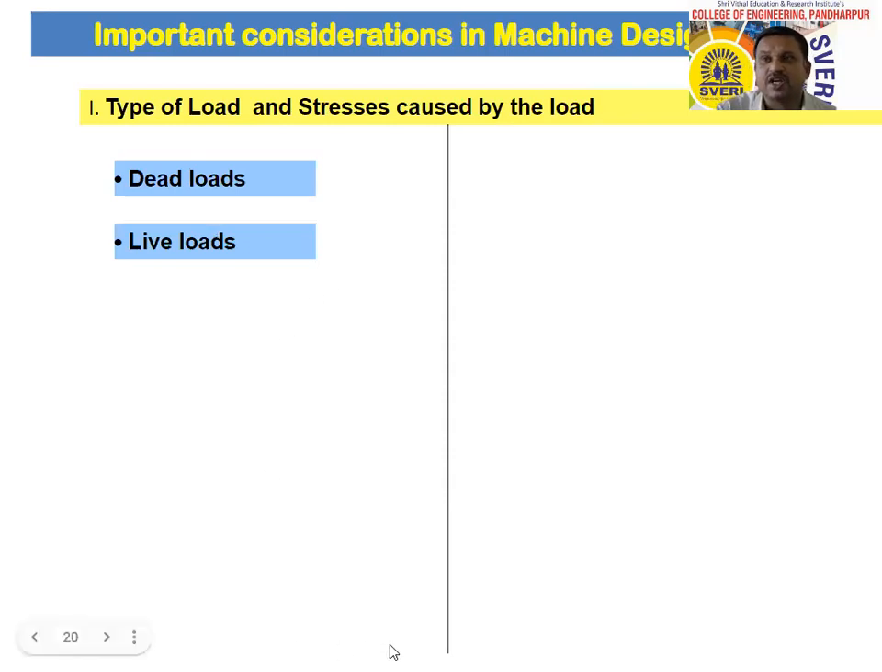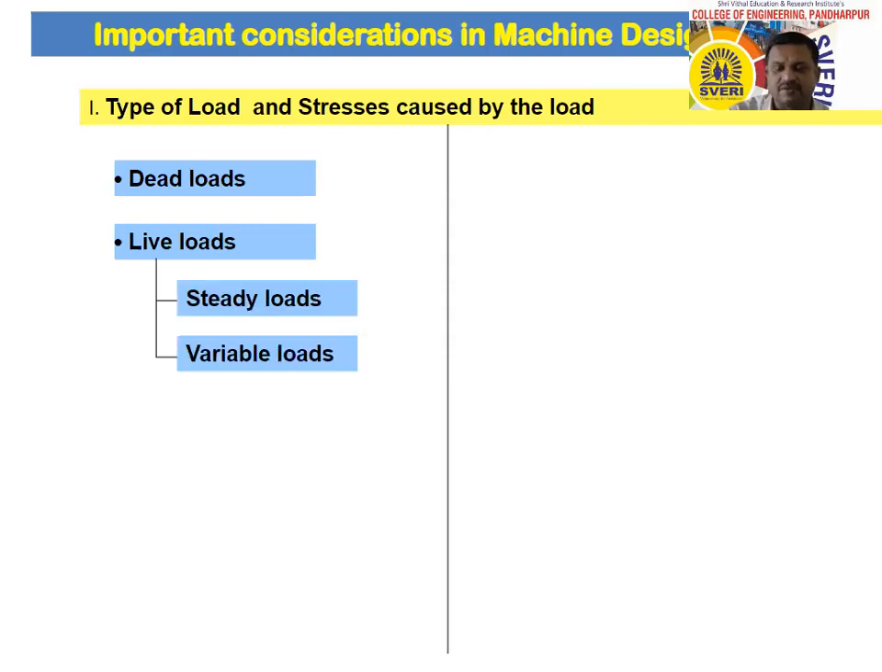Next is live load. Live load means what? Weight of human beings. Humans are moving here and there in the college, therefore that weight, that live load, is varying. Another example of live load is wind load. You know winds are flowing, therefore these loads are varying. These live loads are also known as fluctuating loads. Fluctuating loads means the loads which are increasing and also decreasing. Live loads are classified into steady loads and variable loads.